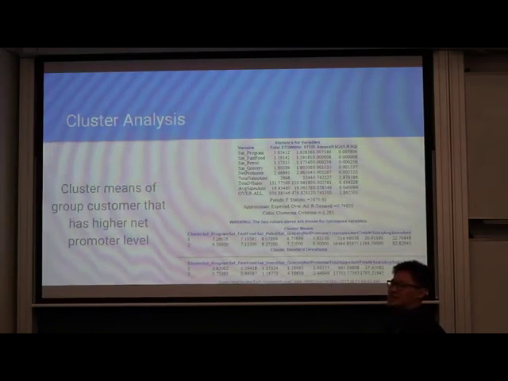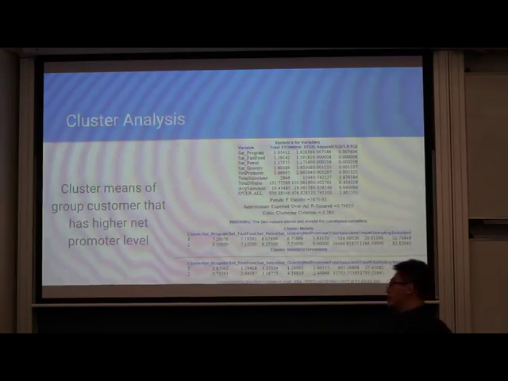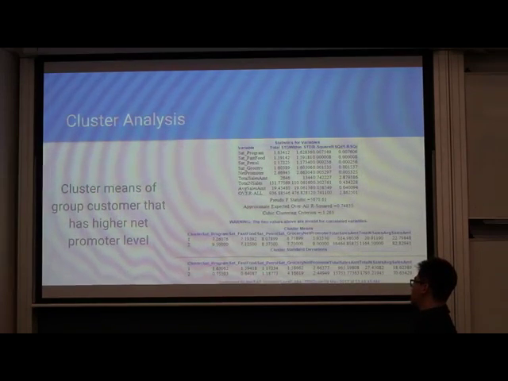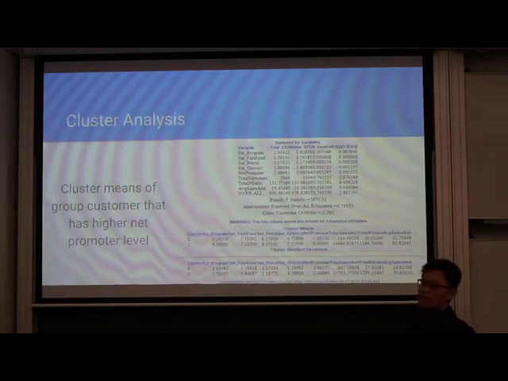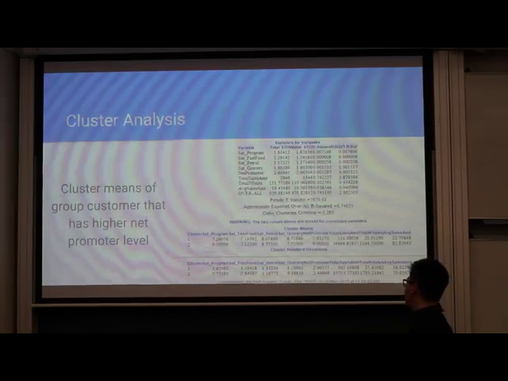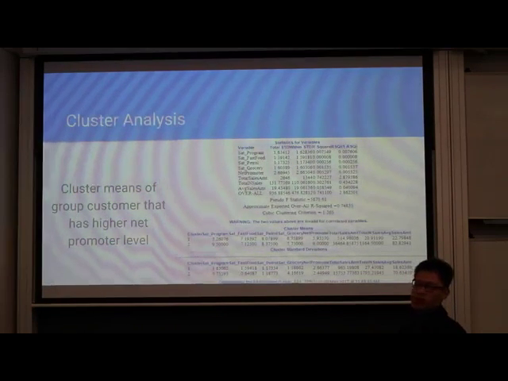Here we have the cluster analysis that divides the customers into two groups. As the result, we have customers that have a net promoter score of 9 points in cluster 2 and 5.9 in customer cluster number 1.